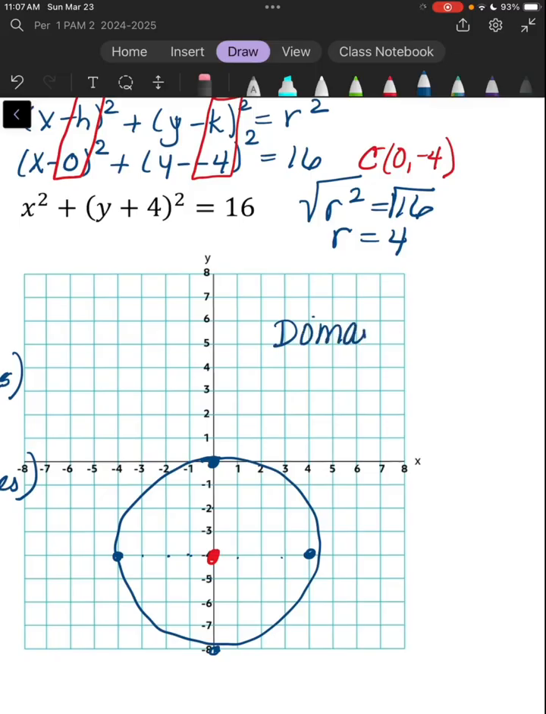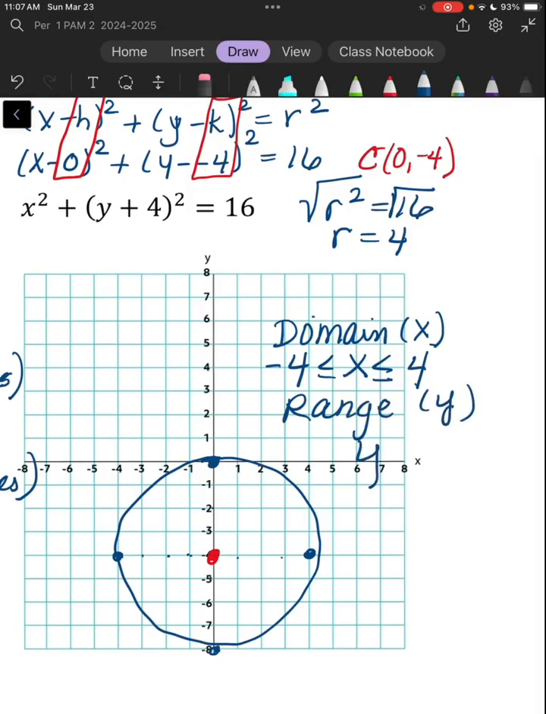So now, when we're doing our domain, remember this is our x values. X is in between, well, let's see, our smallest x was -4, and the largest x was a +4. When we go to do our range, remember that's our y values. The smallest y was -8. The largest y was 0.